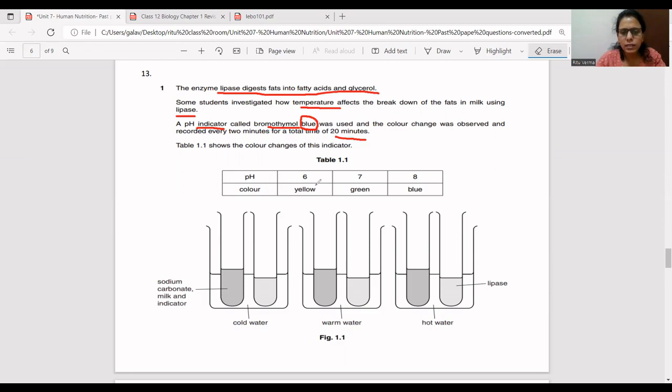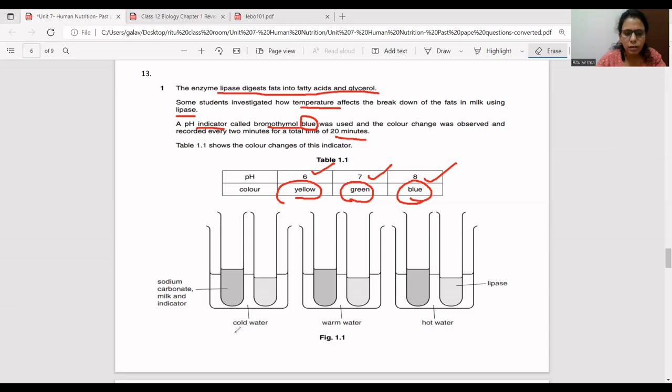Now pH and color is given here. At pH 6, the color is yellow. At pH 7, the color is green. And at pH 8, the color is blue. Okay, that means in alkaline condition, the color of this indicator is blue. In neutral condition, the color of this indicator is green. And in acidic condition, the color of this indicator is yellow.